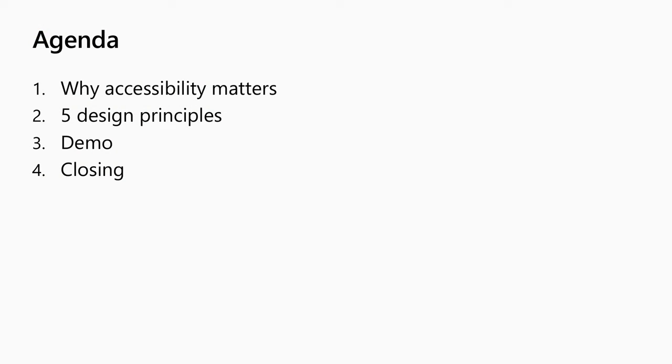Fantastic. So let's talk a little bit about what we're going to talk about today. First, we're going to explore why accessibility matters, why it matters to you. Then we're going to cover 5 design principles that you can take with you today to start making your applications accessible. We're also going to spend a lot of our time doing a demo of Accessibility Insights, and then we're going to have a call to action for our closing.